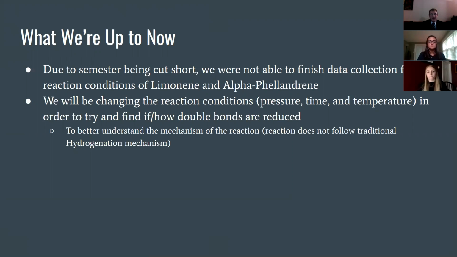Currently, because the semester is cut short due to the COVID-19 crisis, we are not able to finish total data collection of the reaction conditions we wish to do for limonene and alpha-phellandrene. But in the future, we'll be changing the reaction conditions such as the pressure, the time, and the temperature, as well as solvents and gas used in order to try and find out if double bonds are reduced and how they're done.